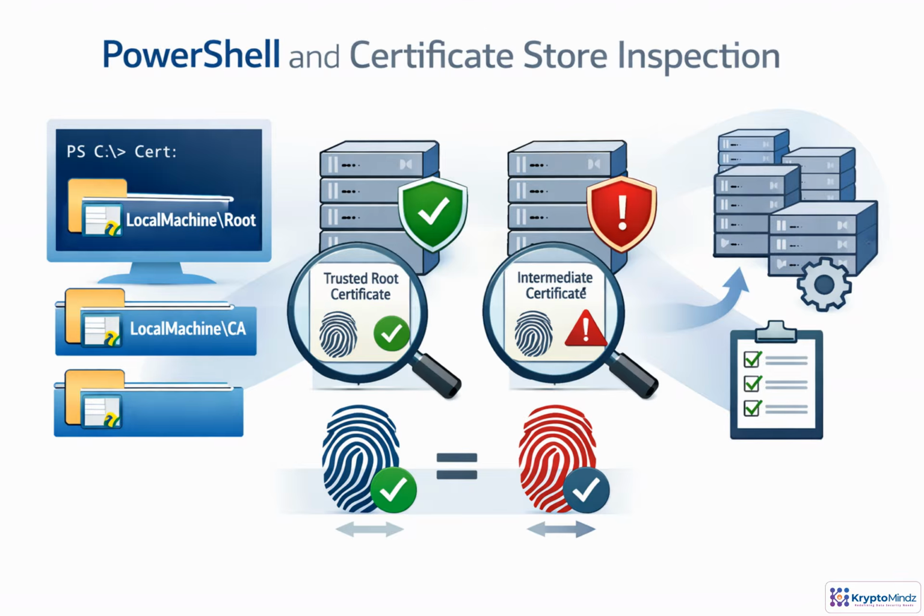PowerShell gives you a consistent way to inspect and compare certificate trust across servers. With the cert provider, you can browse Cert:\LocalMachine\Root, Cert:\LocalMachine\My, and Cert:\LocalMachine\CA just like folders. Run Get-ChildItem there, then focus on subject, issuer, thumbprint, and NotAfter. Compare thumbprints between servers to confirm the same roots and intermediates are installed. Once scripted, these checks become repeatable, automated trust validation for your entire environment.